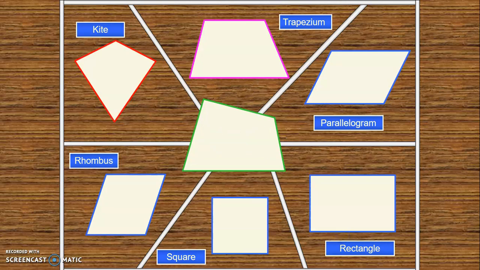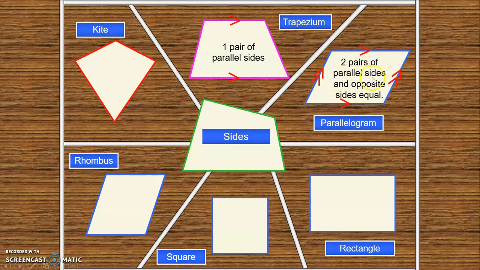Now, let us discuss the sides of each quadrilateral. A trapezium, as you see, has sides of different lengths, but it has one pair of parallel sides. A parallelogram has two pairs of parallel sides and opposite sides are equal. This side is equal to this and this side is equal to this.